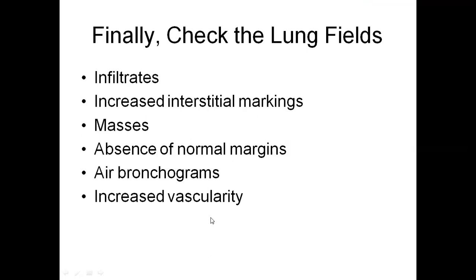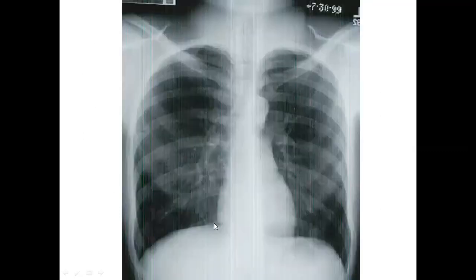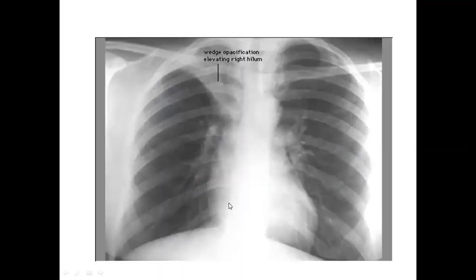So once you successfully read the normal X-ray, automatically you will appreciate how abnormal X-rays look. Okay. So sometimes wedge opacification you are finding elevating the right hilum. Here you do not find any such opacity compared to this, but on the right side you are finding the opacity. Okay, because of which the right atrium is pushed a little above.